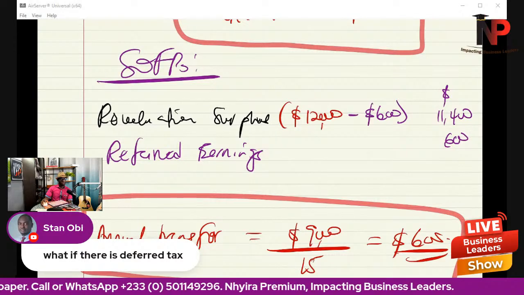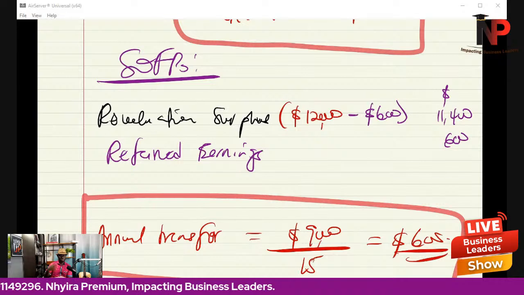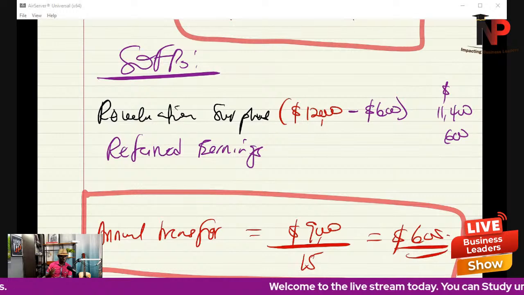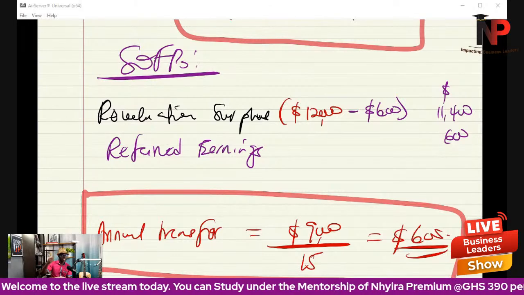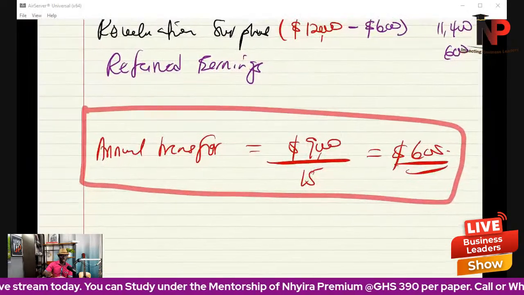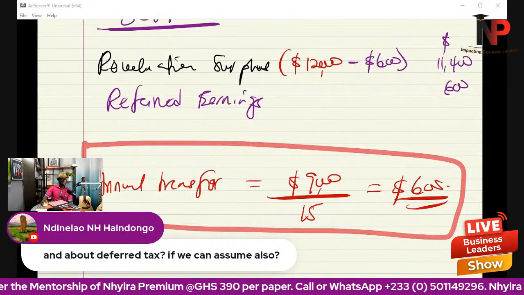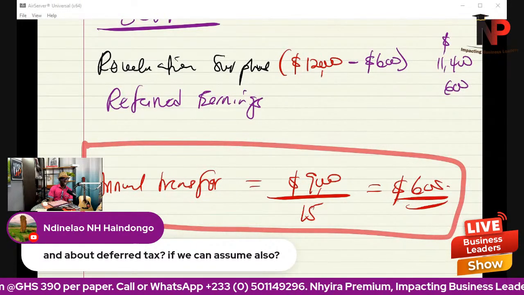What if there is a deferred tax? Okay, Stan Obi, if there is a deferred tax, the information will be different. So we'll look at another question about this later on, possibly on Friday. We'll look at another question where there is a deferred tax when the asset has been revalued, and then you will see how the treatment is done. So when we are continuing with the discussion on Friday, solving questions, we are going to do that.